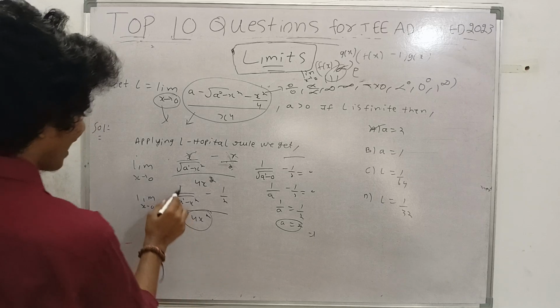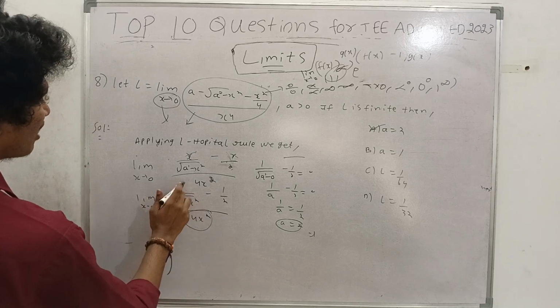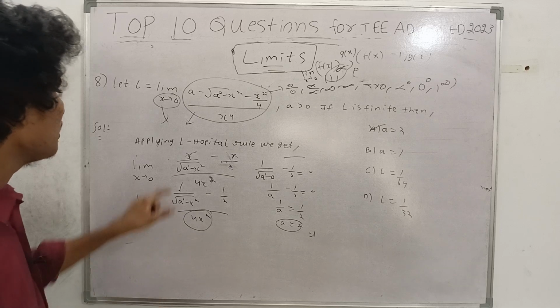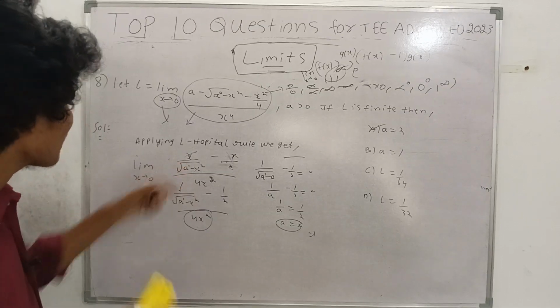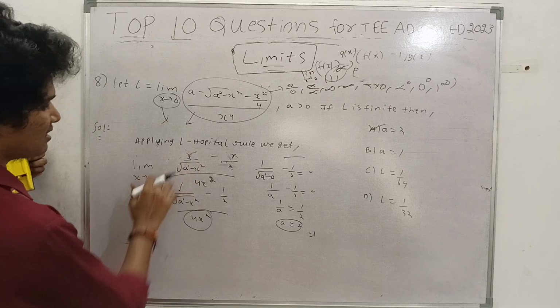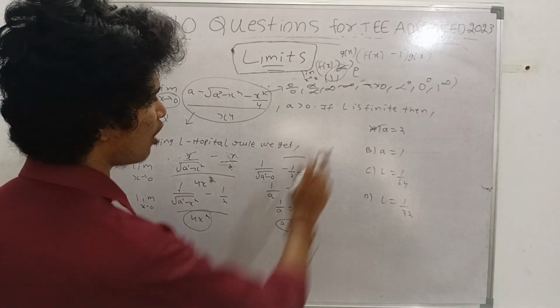What is the mistake? I had 2 here before, but now I don't have 2. That means I have rubbed. No, I didn't rub. Here it is x only, because the 2 present here and the 2 present here, both are cancelled. That is the reason here it will be 1 and a equals 2. Option A is correct.